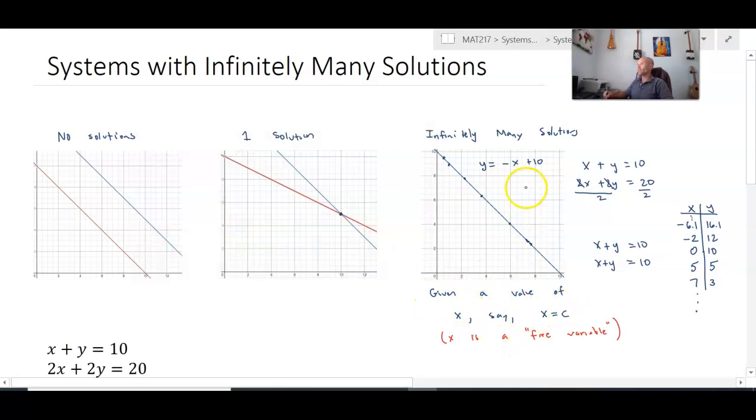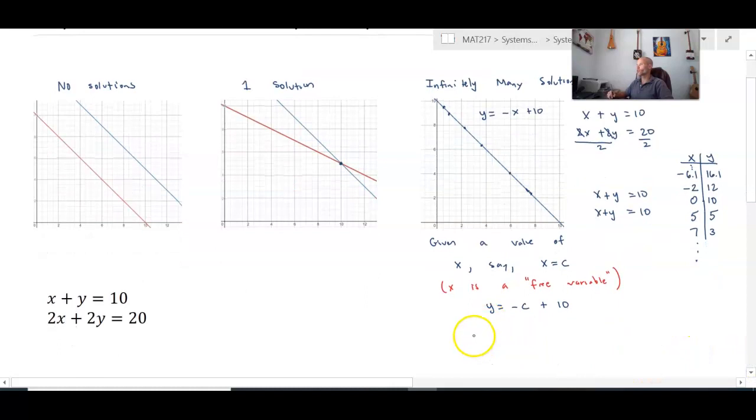Well, in that case, if x is equal to c, then y is going to be the negative of x, negative c, plus 10. So our solution set would be all ordered pairs of the form x comma y equals, well, for x we said we're going to assign it a value, and then whatever value we assign to x, y is going to be the negative of that value plus 10 more. So any point of this form will be on that line.